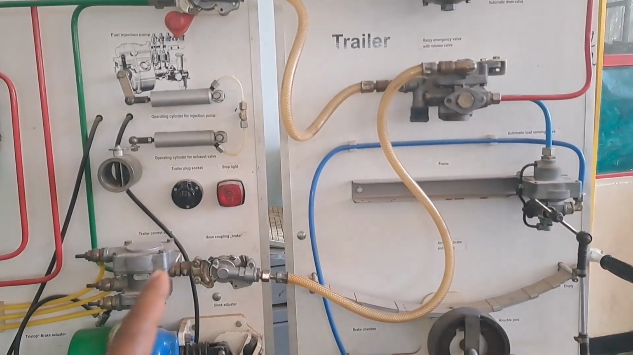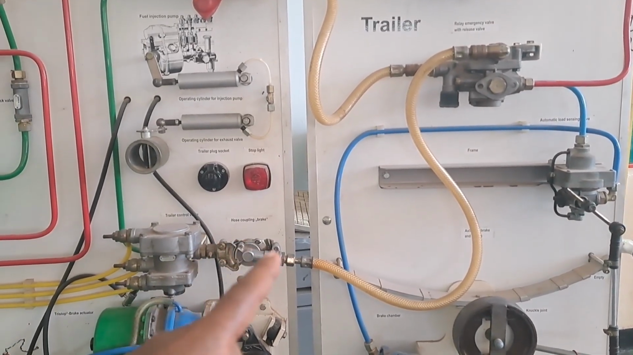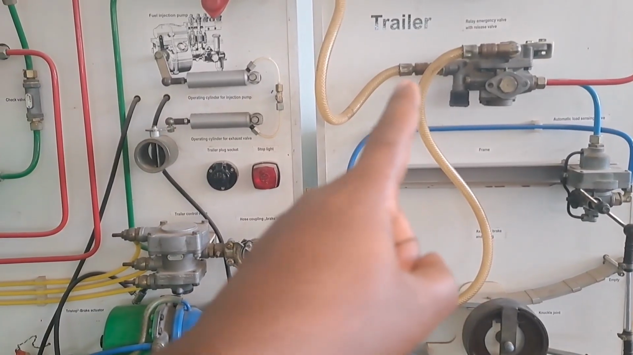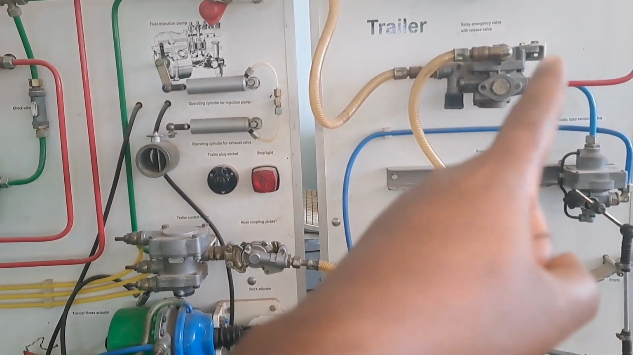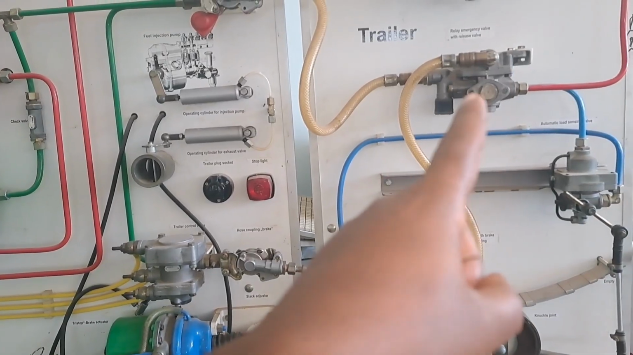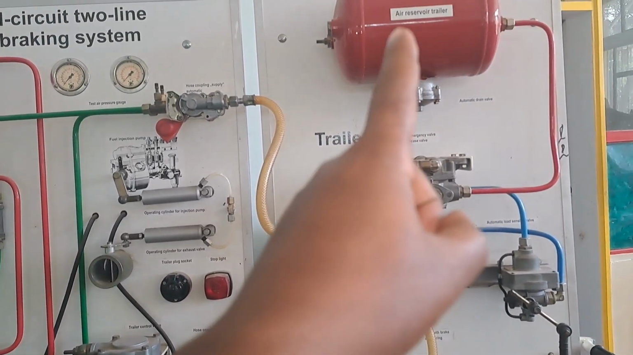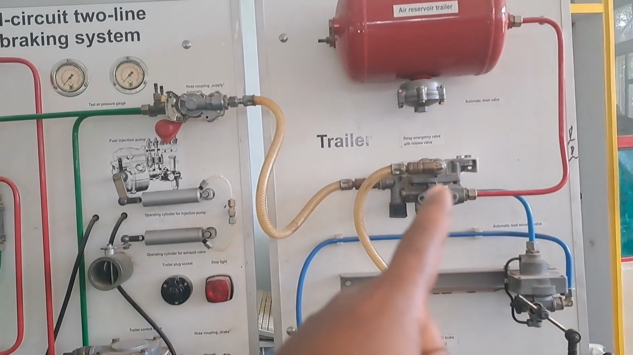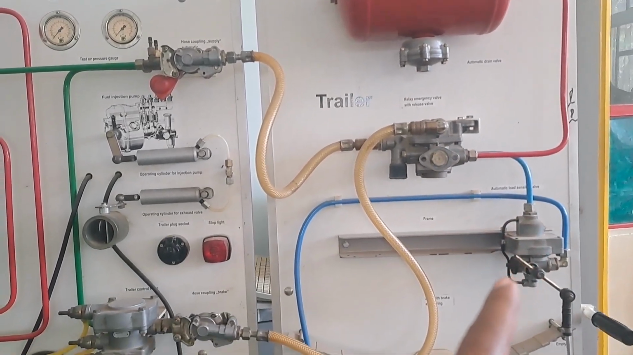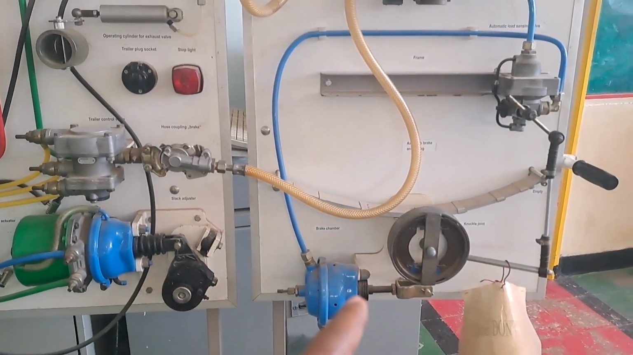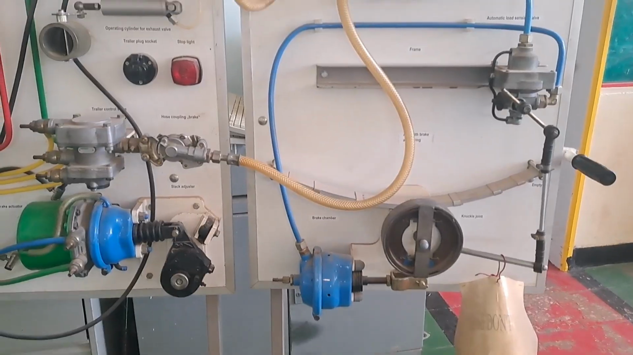Whenever there is compressed air coming out of the trailer control valve through this line, the relay emergency valve will command compressed air to be taken from the reservoir of the trailer, pass through the load sensing valve, and get supplied to the brake chamber of the trailer. So that is the principle of operation.